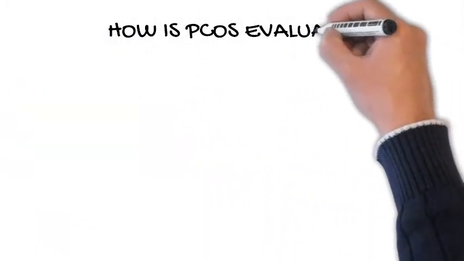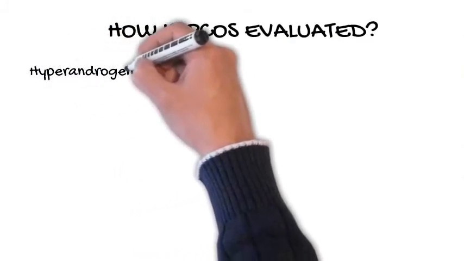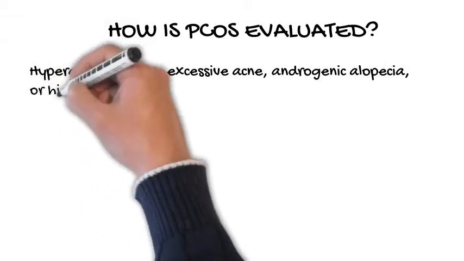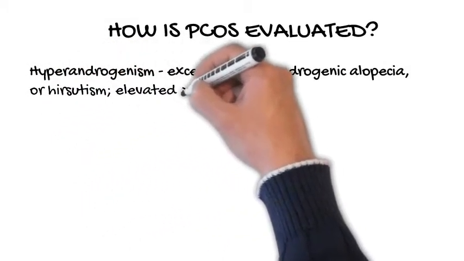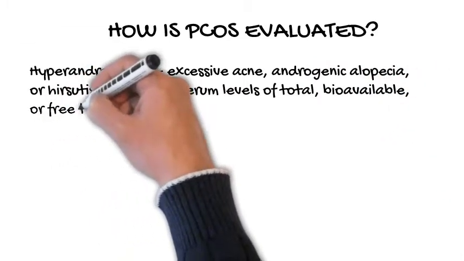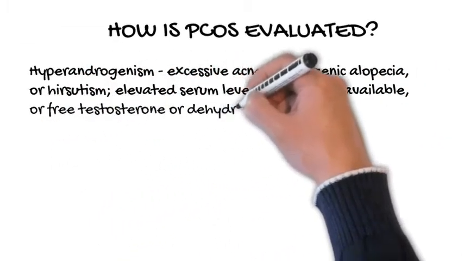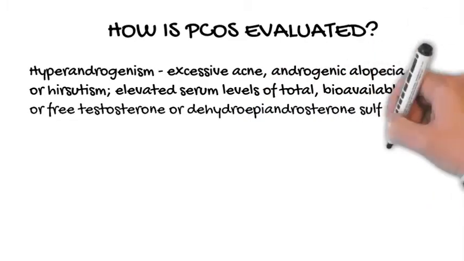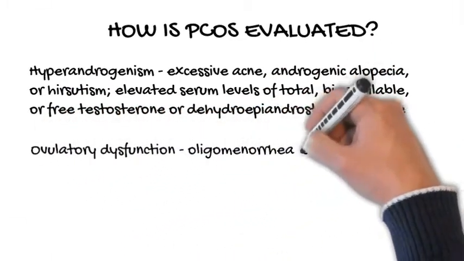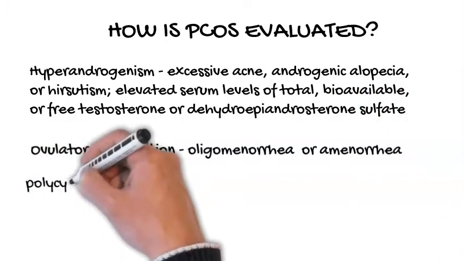How is PCOS evaluated? Hyperandrogenism can be diagnosed clinically by the presence of excessive acne, androgenic alopecia, or hirsutism. Or chemically, by elevated serum levels of total, bioavailable, or free testosterone or dehydroepiandrosterone sulfate. Ovulatory dysfunction refers to oligomenorrhea or amenorrhea.